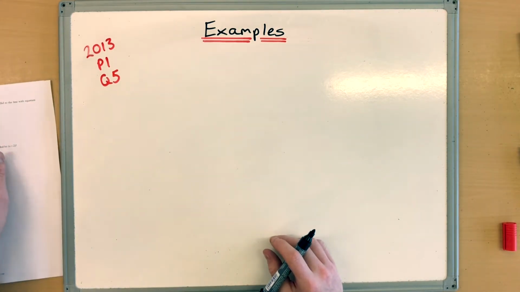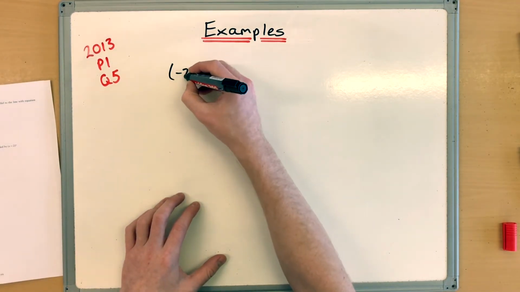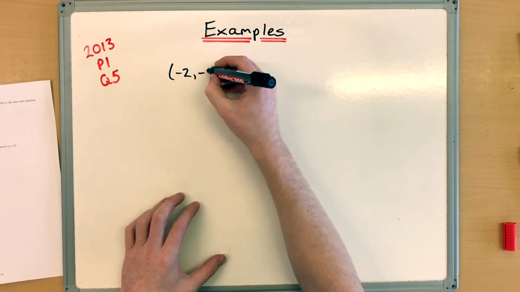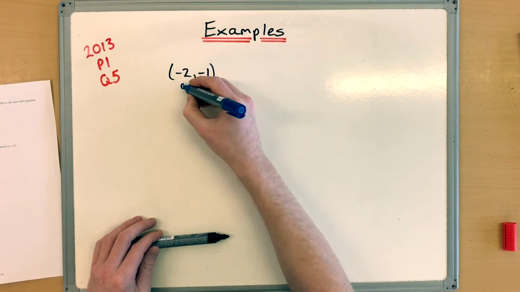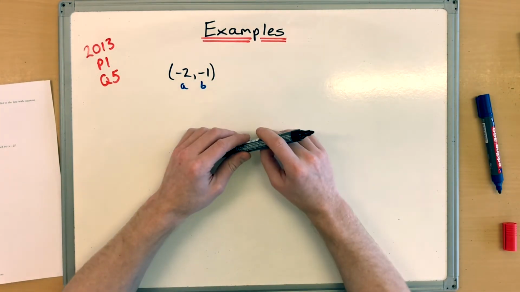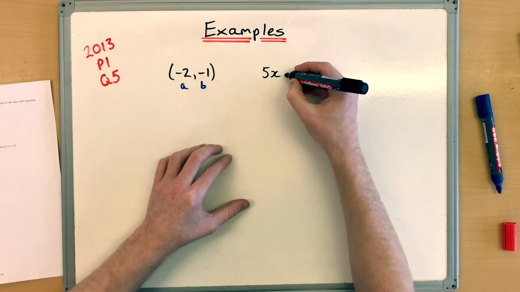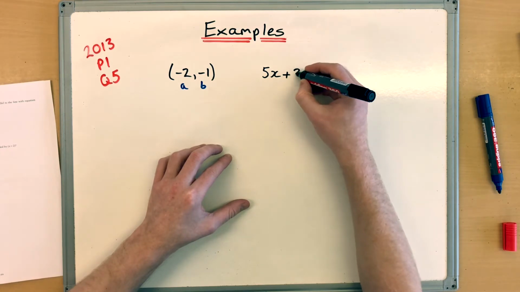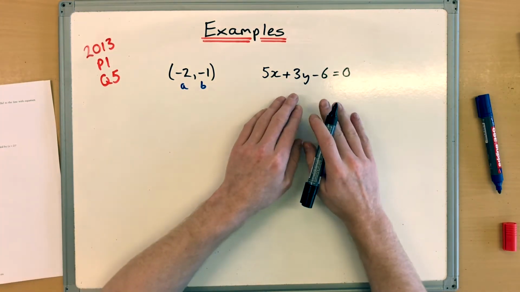So question 5 says, the line L passes through the point minus 2, 1. Well, I'm going to want to write that down. Okay, it passes through minus 2, 1. And what I'm thinking at this stage is that's like my A and B value. I'll take those. And it is parallel to the line with equation 5x plus 3y minus 6 equals 0.